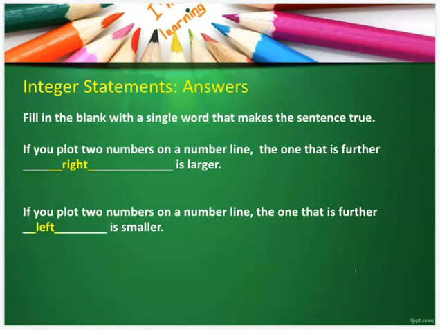All right, so if you plot 2 numbers on a number line, the one that is further to the right is larger. And if you plot 2 numbers on a number line, the one that is further left is smaller. It's nice to have those rules that work all the time, so it doesn't matter if both numbers are positive, both numbers are negative, or one is positive and one is negative.